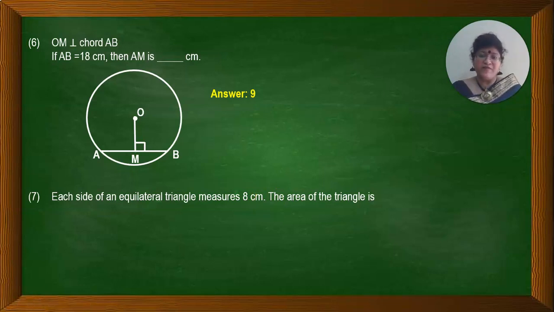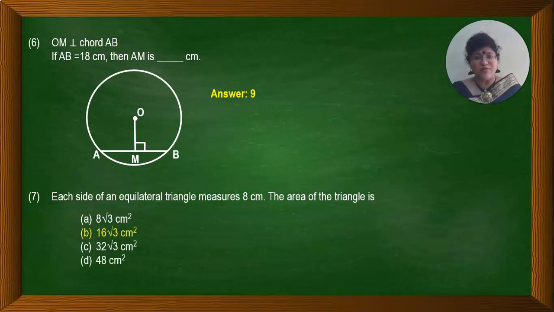You're aware of the formula for area of an equilateral triangle. It is root 3 upon 4 side square. So when you do root 3 upon 4 into 8 square, you get the answer as 16 root 3 centimeter square. So students, when you get a question pertaining to area of an equilateral triangle, you need not use Heron's formula. You will use the formula for area of an equilateral triangle.